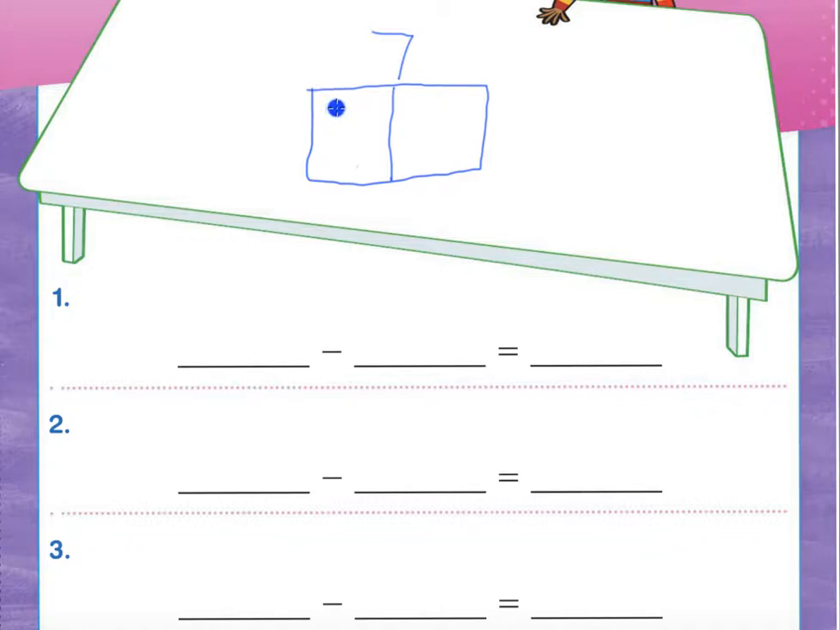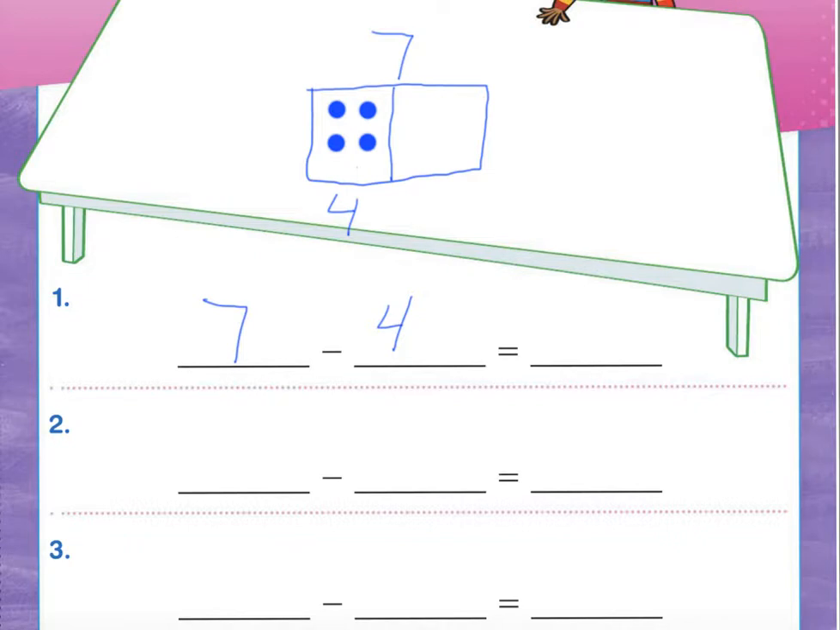So let's make 4 dots. 1, 2, 3, and 4. So now we know 2 things about the number 7. We know that our whole number is 7. And the part they will let us know is 4. So right now, we're going to write down 7 minus 4. And we don't know this part over here, so we have to figure that out.